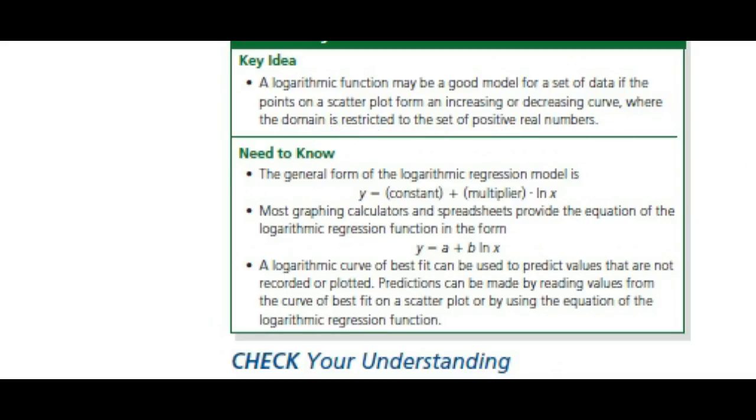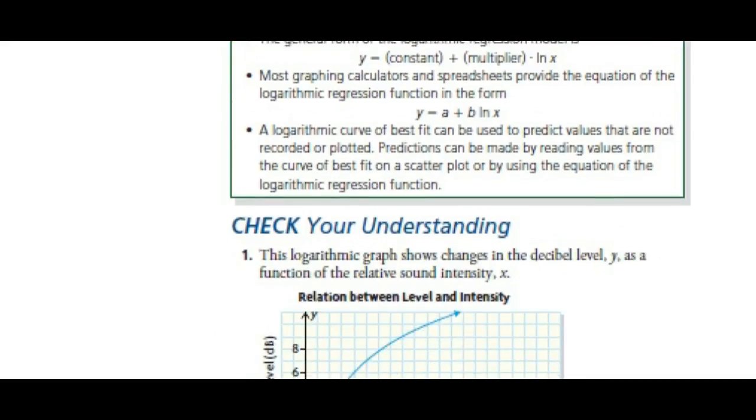Format. You run ln reg. It's number 9, ln reg. You're asked to do logarithmic regression. Don't go looking for the word log. It won't be there. So ln reg, the format is a constant plus a multiplier times ln x. That's this form. A logarithmic curve of best fit could be used to predict values that are not recorded or plotted. Predictions can be made by reading values on the curve of best fit.